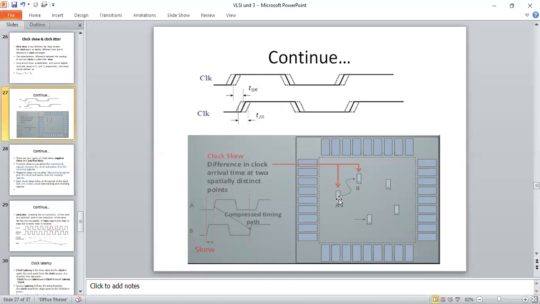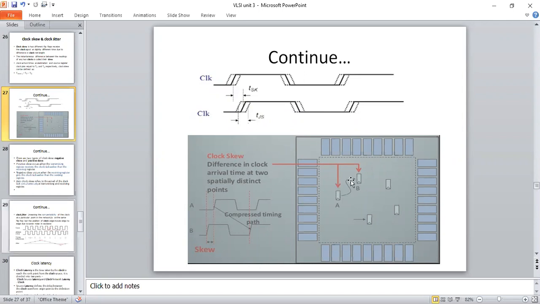Suppose it is appearing at 20 nanoseconds, but here we are taking 30 nanoseconds. What is the difference between these two times? Remember, 30 minus 20 is nothing but 10 nanoseconds of delay. There is a difference of 10 nanoseconds of delay, and this 10 nanoseconds is called clock skew.